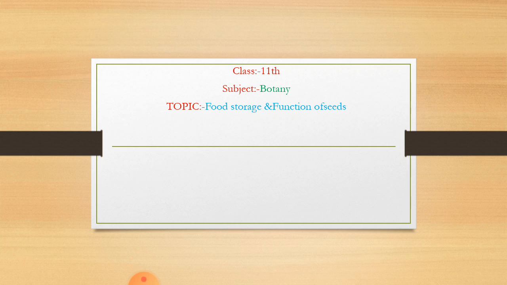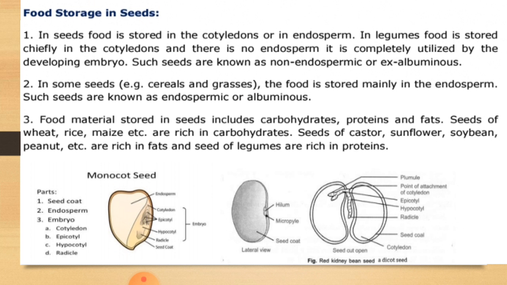So far, we will deal with them one by one. Our first topic is food storage. So far as food storage in seeds is concerned, point first: in seeds, food is stored in cotyledons or in endosperm. In some cases it may be stored in cotyledons, or in some cases the food is stored in endosperm.